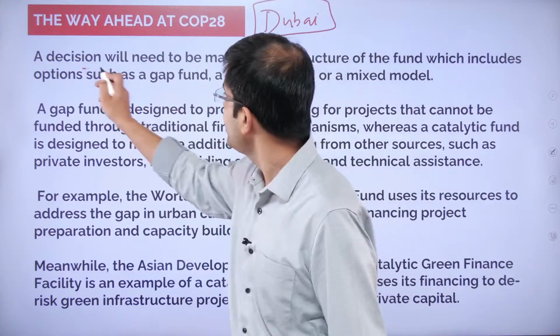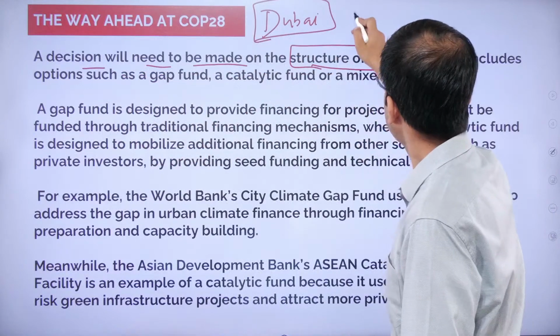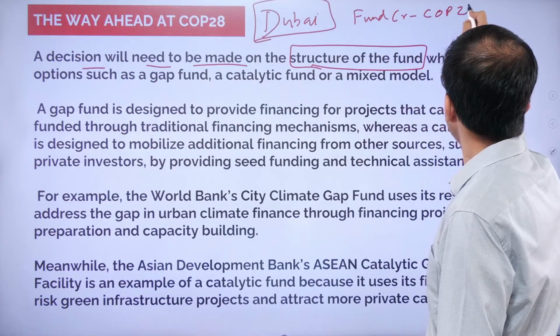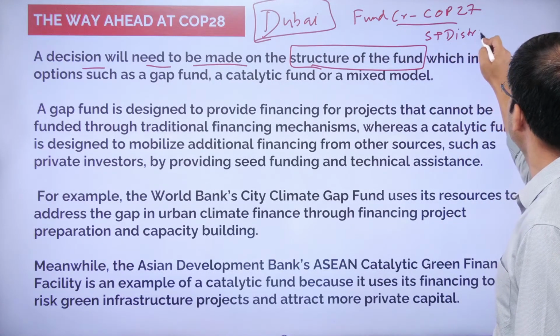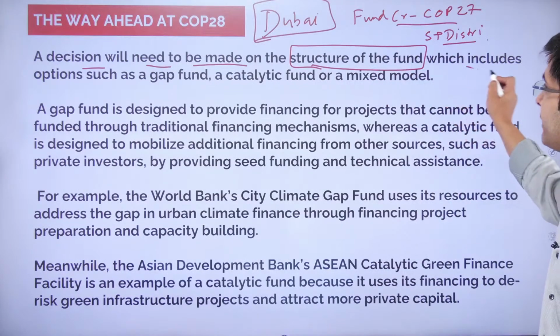Firstly, a decision will need to be made on the structure of the fund. Okay, fund creation has been done in COP27. Now we are looking at the structure plus the disbursal method, the distribution method. So, it talks about the structure of the fund, which includes options.